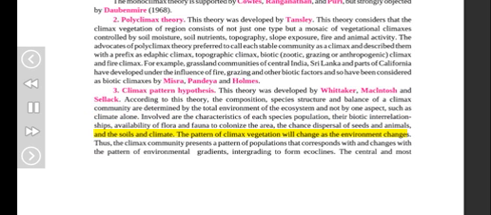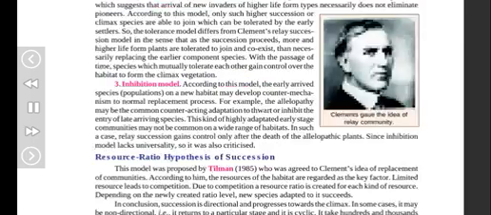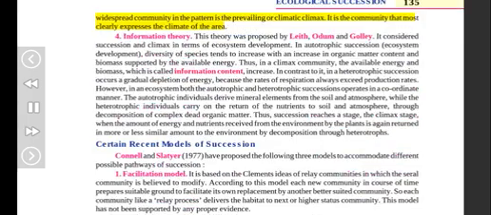The pattern of climax vegetation will change as the environment changes. Thus, the climax community presents a pattern of populations that corresponds with and changes with the pattern of environmental gradients, intergrading to form ecoclines. The central and most widespread community in the pattern is the prevailing or climatic climax. It is the community that most clearly expresses the climate of the area.